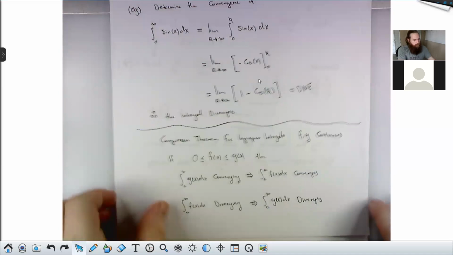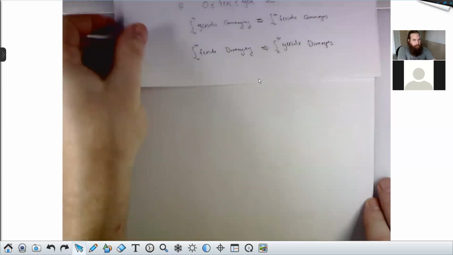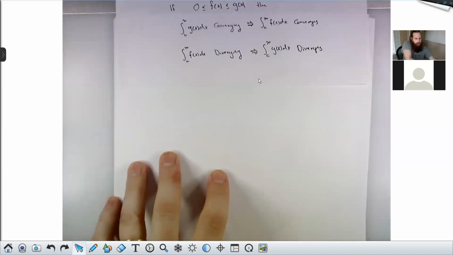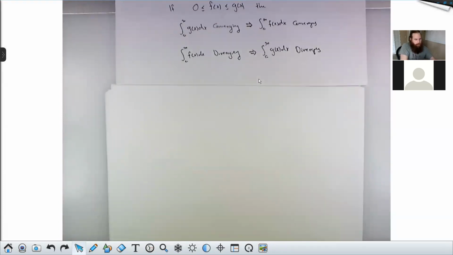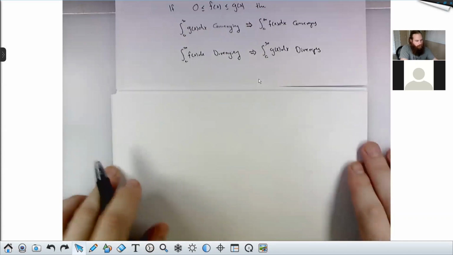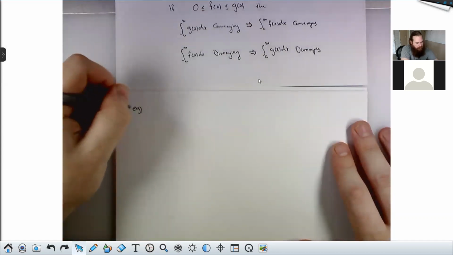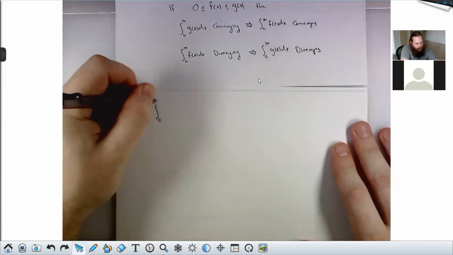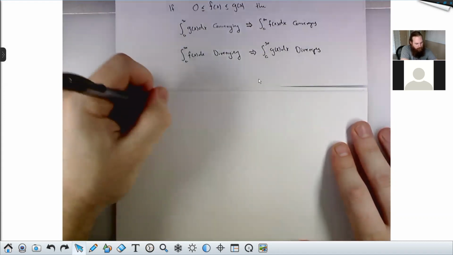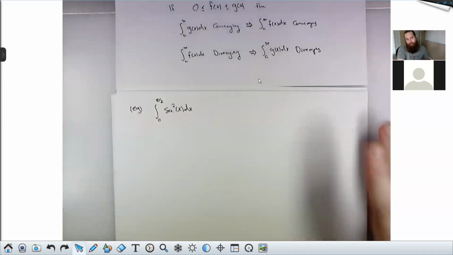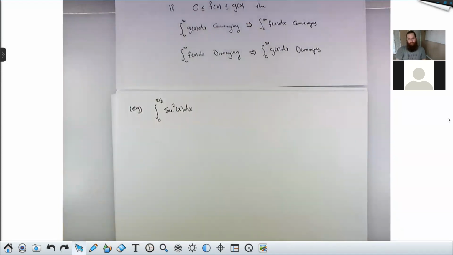So let's look at the second problem I had there. What about the integral from 0 to pi over 2 of secant squared? What can be said about this guy?